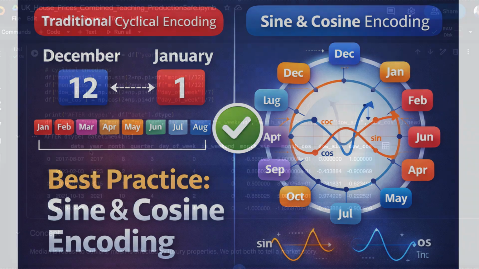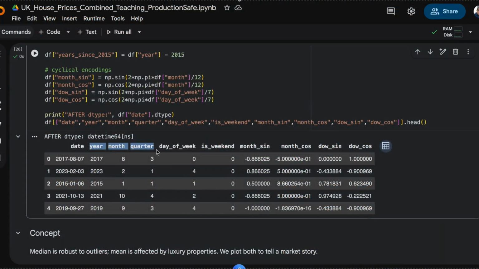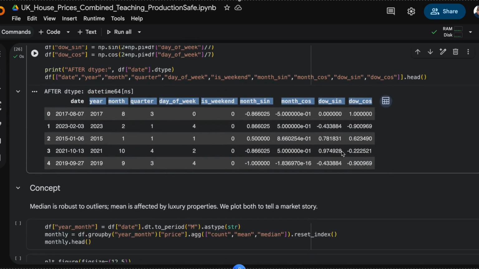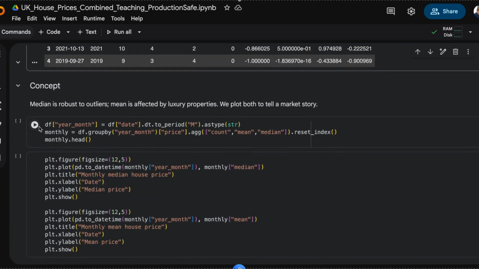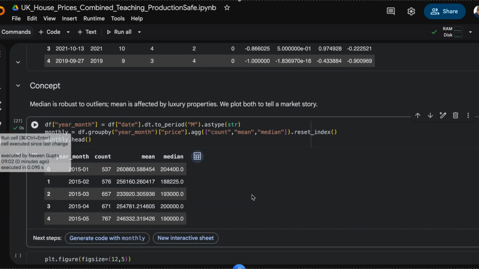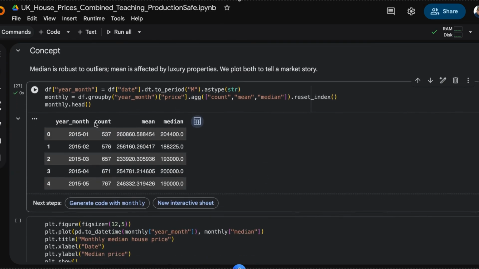We now have the following time-based features: year, month, quarter, day of week, is weekend, years since 2015, month sin, month cos, DOW sin, and DOW cos. These features transform raw timestamps into structured numerical signals that models can interpret. Now let's aggregate the data by month. We compute count of transactions, mean price, median price. This allows us to visualize long-term market trends.